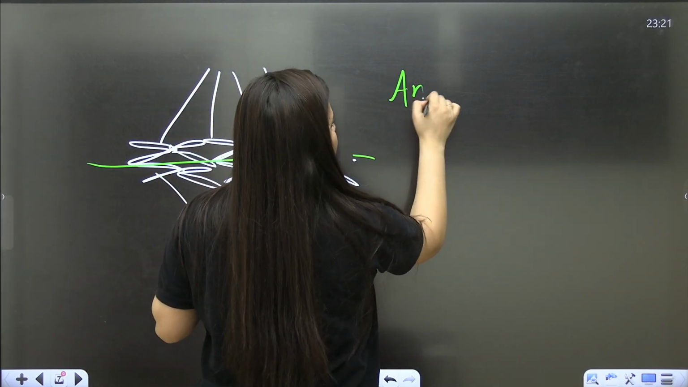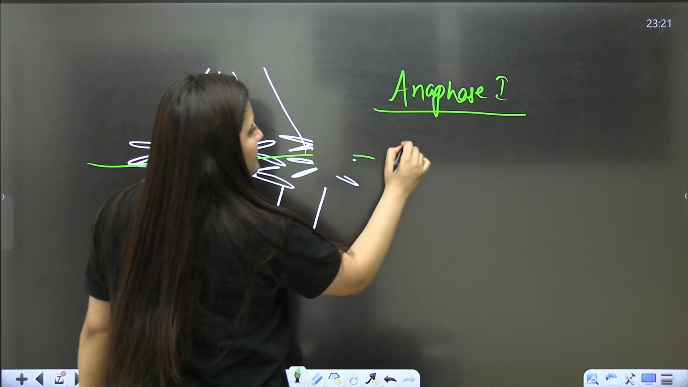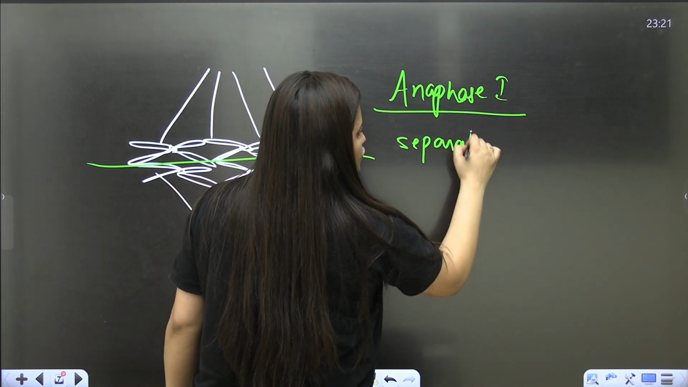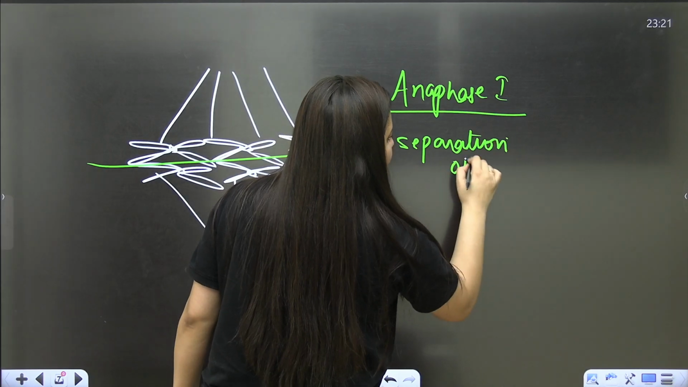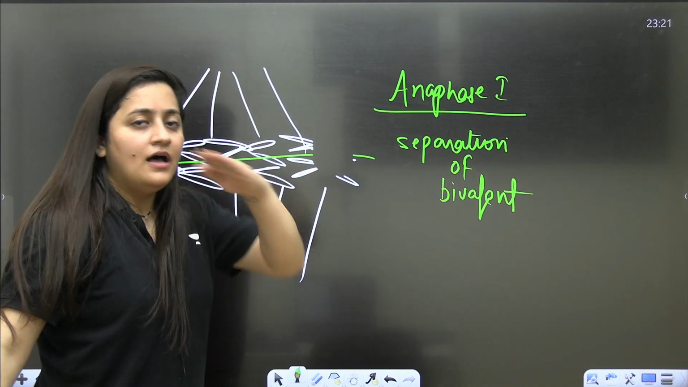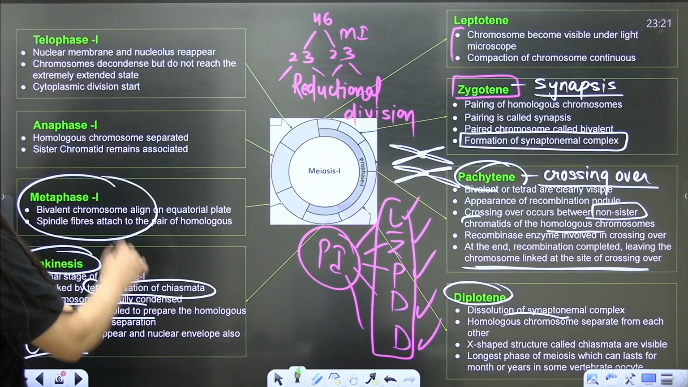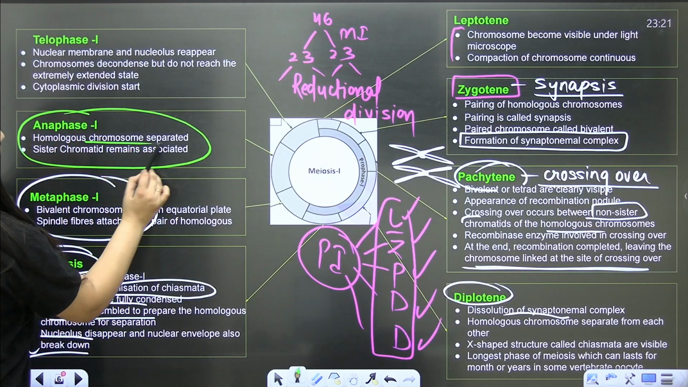So in anaphase 1, a very important point, kindly listen to me very carefully, right? There is the separation of bivalent. So homologous chromosomes will get separated. There will be the separation of bivalent. It is not the splitting of centromere. That's what you have to remember. And then finally, what do you have? See, anaphase 1, homologous chromosomes, they will be separated.